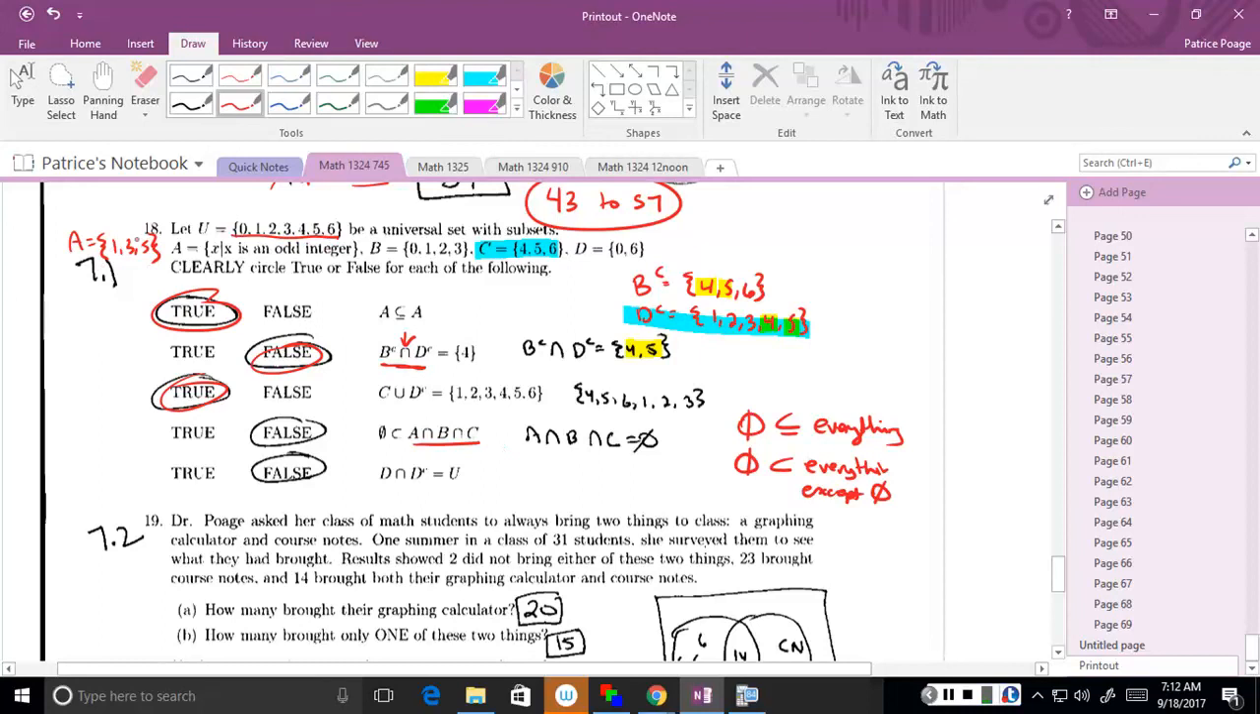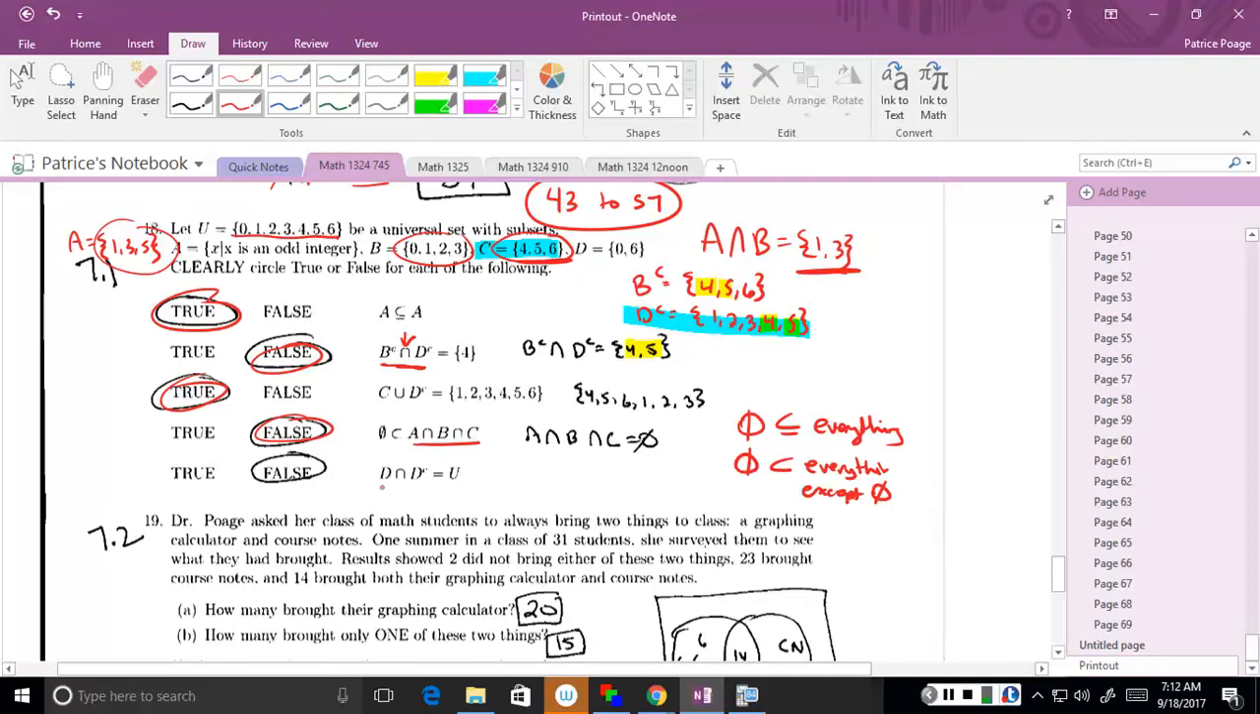So A intersect B. A is 1, 3, 5, and B is 0, 1, 2, 3. So they both have a 1 and a 3, if we're just looking at that part, 1 and 3. But now we need to intersect that with C. So 1, 3 versus 4, 5, 6, they have nothing in common. So it's empty. And so the empty set is not a proper subset of itself. That would be false.